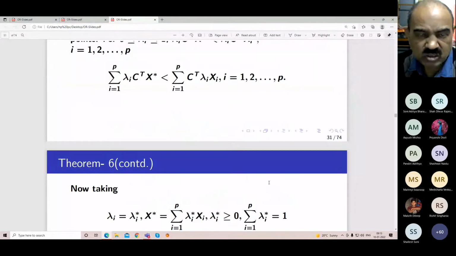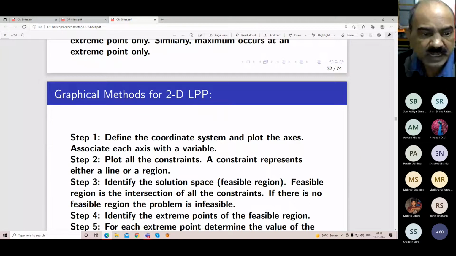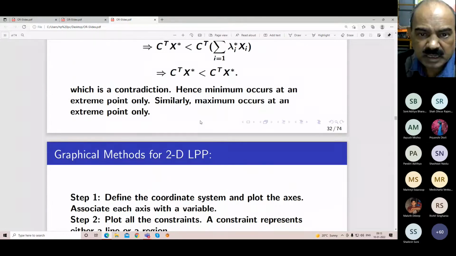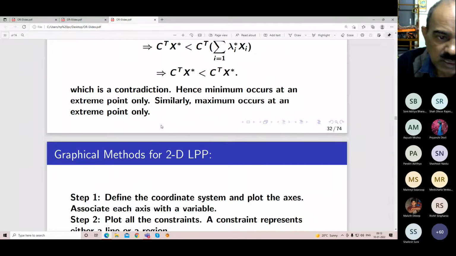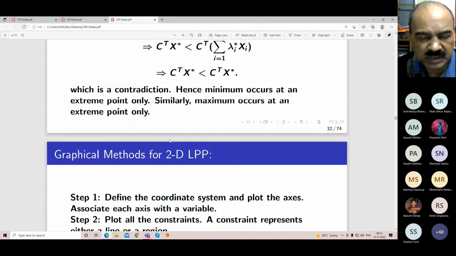Similarly, it is also true that when the maximum solution occurs, it occurs at the extreme points. Okay. So very quickly, I am going through the graphical method, then the simplex method. Again, we'll return to this whenever there is a requirement.